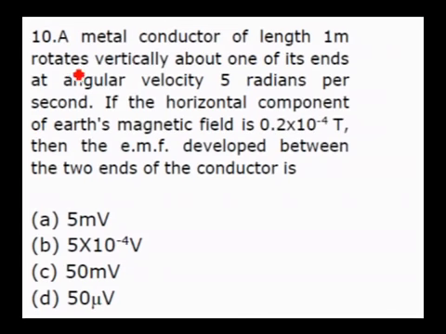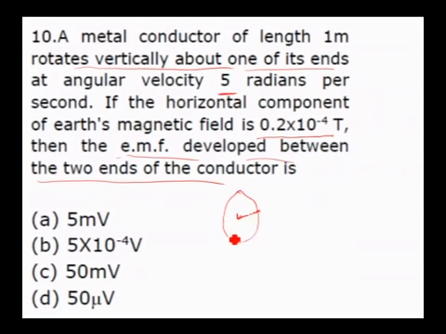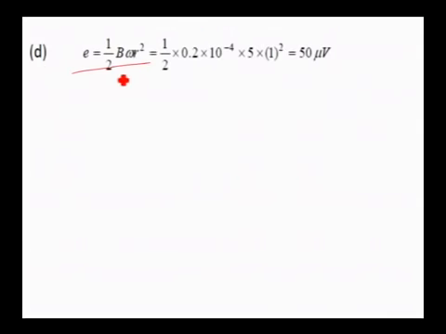A metal conductor of length 1 meter rotates vertically about one of its ends with an angular velocity, and the magnetic field is 0.2 into 10 power minus 4. What is the EMF developed? This is the situation which I explained in the synopsis, that there is a conductor rotating with an angular velocity, and that angular velocity is 5 radian per second, where the length of the conductor is 1 meter. The magnetic field will be perpendicular to the plane of the paper, which is B equals 0.2 into 10 power minus 4 Tesla. The induced EMF here, using the formula, is half B omega r square. R is nothing but the length of the conductor acting like a radius. Half B is 0.2 into 10 power minus 4, omega is 5 and r is 1 square. Simplifying this, you get 50 microvolt.